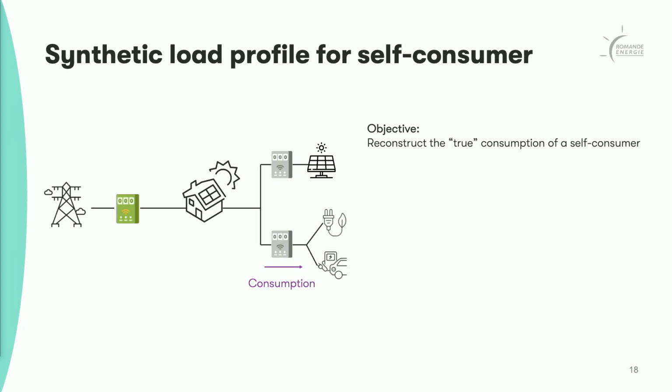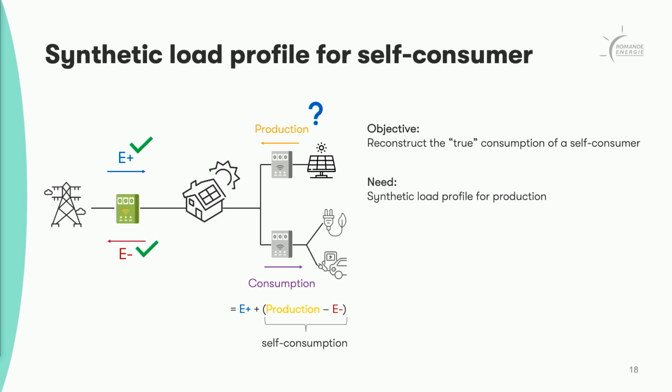But the problem is that it's data we are not collecting. Smart meters are not measuring the true consumption. They are measuring something else. But true consumption can be determined with this kind of formula, which is the electricity drawn from the grid plus the production on the roof minus the electricity which is reinjected into the grid. The last part is the self-consumption. What we are measuring with smart meter data is both the electricity reinjected into the grid and the one drawn from the grid, but there is still a problem because production, again, we are not measuring it.